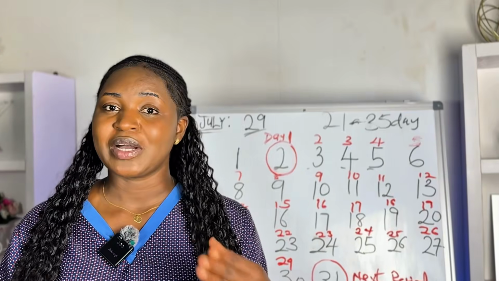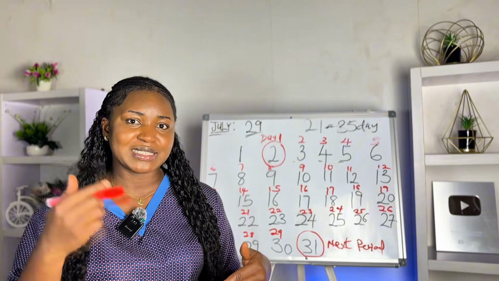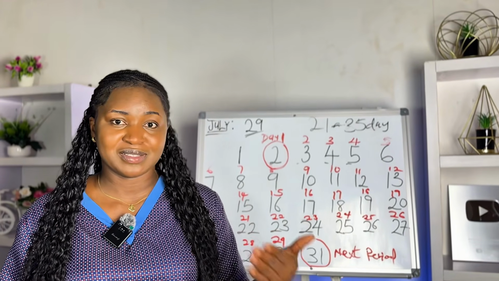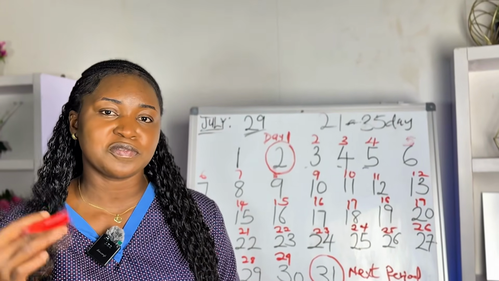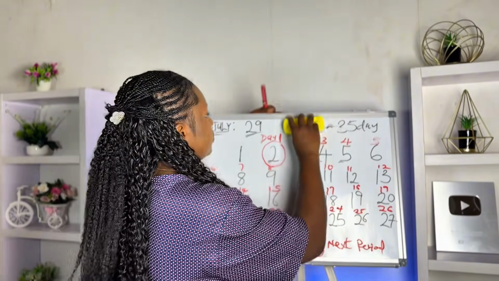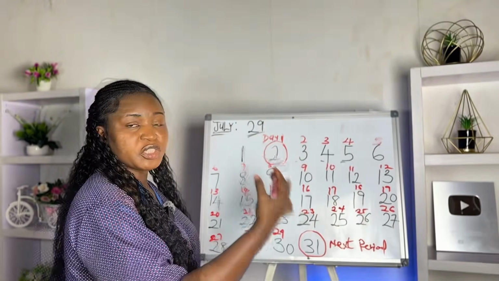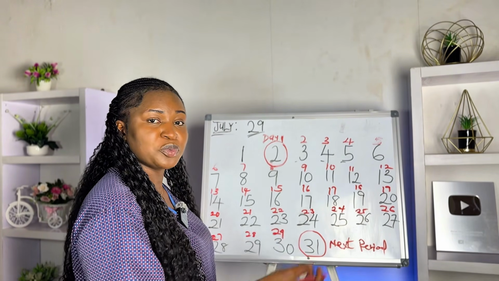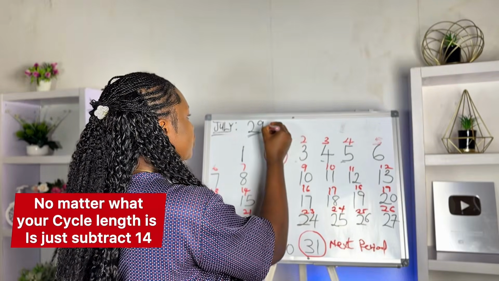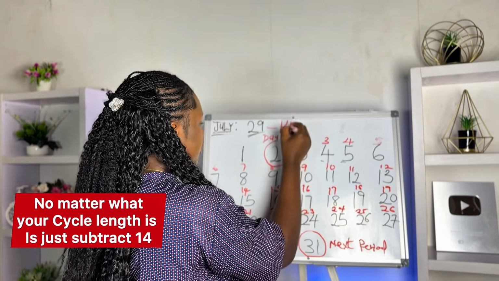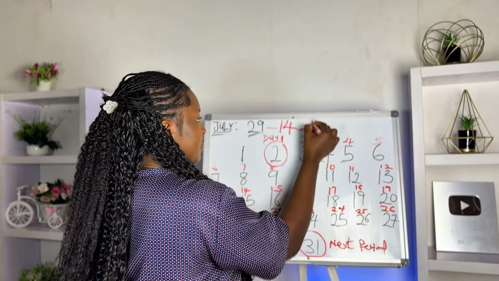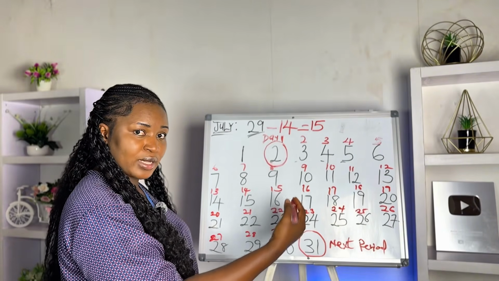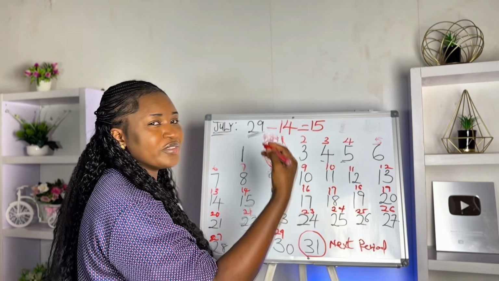Now, the easiest way for you to calculate your ovulation is to see 14 as a constant number. Whatever your cycle length is, be it 21, 25, 35, all you have to do is subtract 14 from your cycle length. So for our 29-day cycle length, all we have to do to get our ovulation day is to subtract 14. So what we're going to get is 15. So this means that for this 29-day cycle length, ovulation is going to happen on day 15.